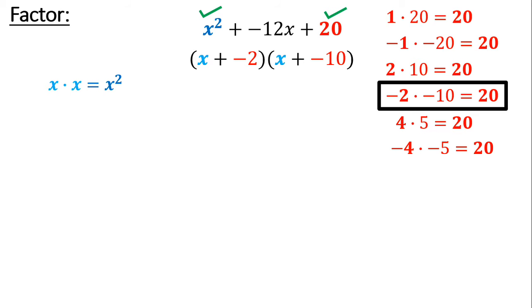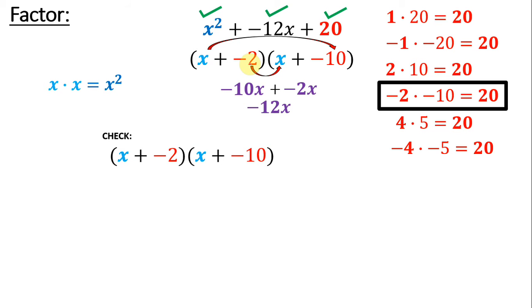Alright, so those numbers are the numbers that I need in those spots, because if I multiply x and negative 10, I get negative 10x, and if I multiply negative 2 and x, I get negative 2x. And if I add those together, I end up with negative 12x, which is my middle term right here. So those are my binomials. My first binomial is x plus negative 2. My other one is x plus negative 10.